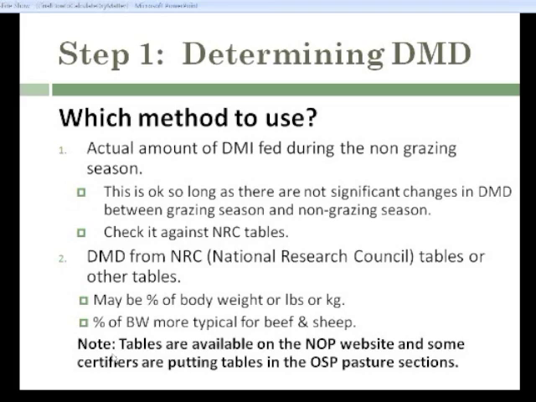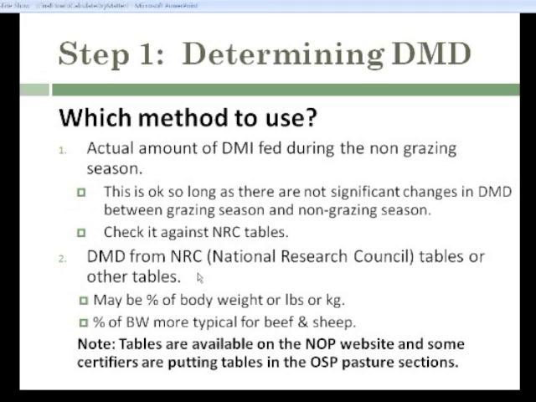So if you do decide to use the non-grazing season dry matter intake number as your dry matter demand number, it's a good idea to check it against the NRC tables, which we'll be talking about next. One of the reasons is just to make sure that you're correct, and also it's a good thing to be familiar with these NRC tables, because your inspector, when they come next year to do your inspection, or even this year, they're likely going to be checking your dry matter numbers against one of these tables to make sure that it's accurate. So the other way to figure out what the dry matter demand is from one of these tables. And NRC stands for the National Research Council.